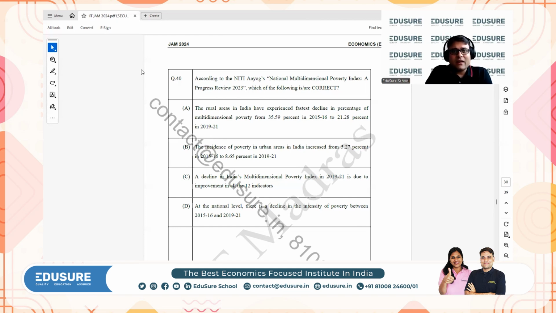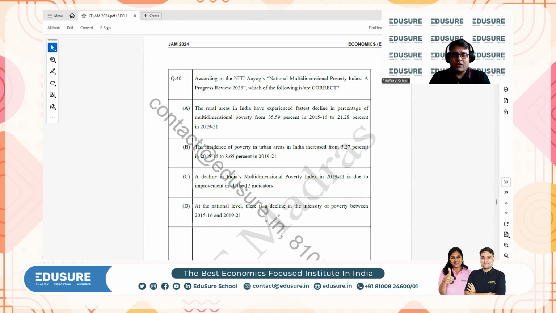C: a decline in India's multi-dimensional poverty index in 2019-21 is due to an improvement in all the 12 indicators. This is correct. The reduction in the poverty levels is attributed to improvements across all the indicators used in the index. B: at the national level, there is a decline in the intensity of poverty between 2015-16 and 2019-21. This is also correct. The report highlights a reduction in the poverty intensity at the national level during this entire time. So the correct answers here are C and D only.